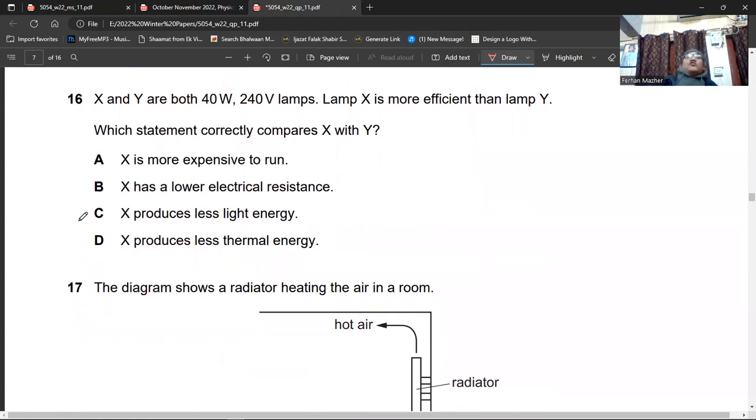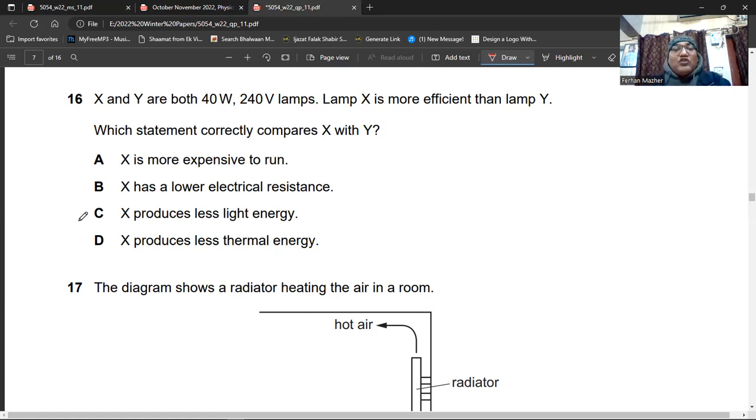Question number 16. X and Y are both 40 watt and 240 volt lamps. Lamp X is more efficient than lamp Y. Which statement correctly compares X with Y? You see, when you compare two lamps, they have the same power, they have the same voltage drop, and X is more efficient. If they both take the same electric energy, X will be producing more light. Or you can say X will be producing less waste energy. So if the wastage of energy is less in X, then X will be more efficient.